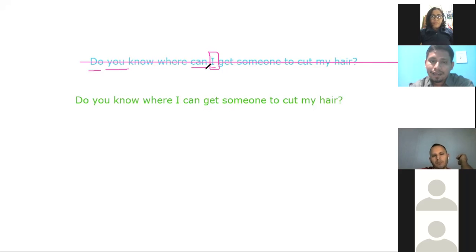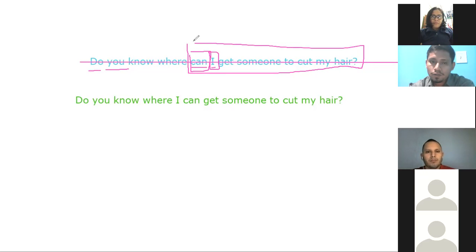"Can I?" No, that's not the correct form to structure this sentence. Why? Because we have a question. Just in questions, we use the auxiliary verb at the beginning. And this whole part here is not the question, it's just a part of the sentence. The main question that we have here is, "Do you know where?" Okay, do you know where? And then we add the extra information that we want to ask.